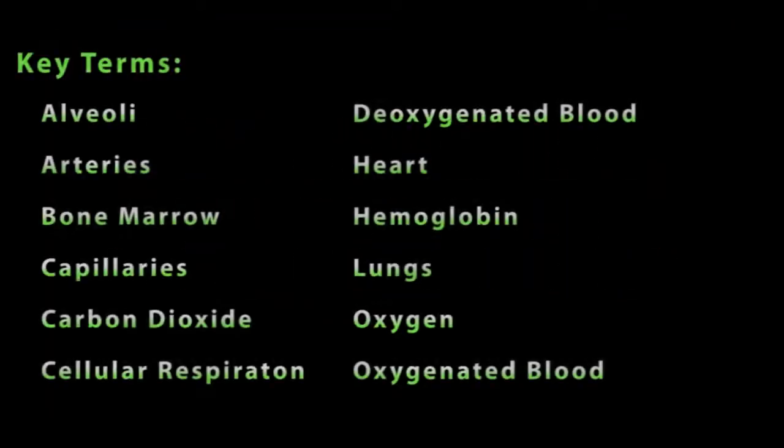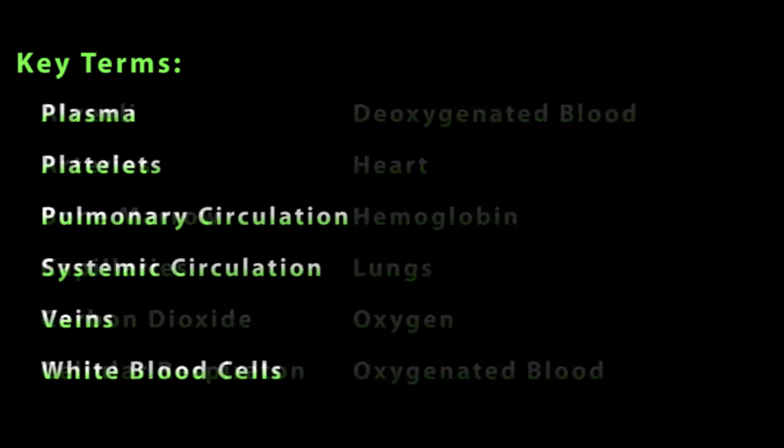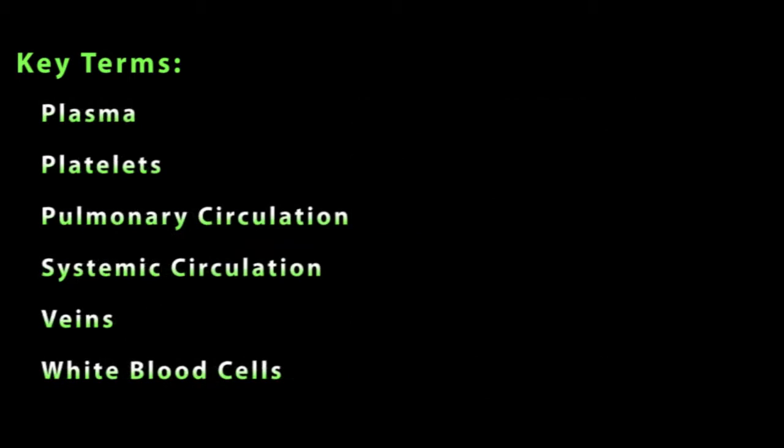Here are some important terms we will cover in the video. Alveoli, arteries, bone marrow, capillaries, carbon dioxide, cellular respiration, deoxygenated blood, heart, hemoglobin, lungs, oxygen, oxygenated blood, plasma, platelets, pulmonary circulation, systemic circulation, veins, and white blood cells.